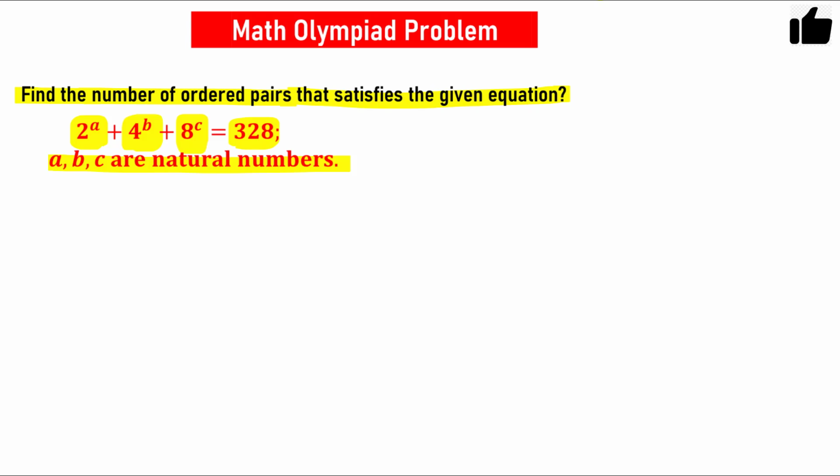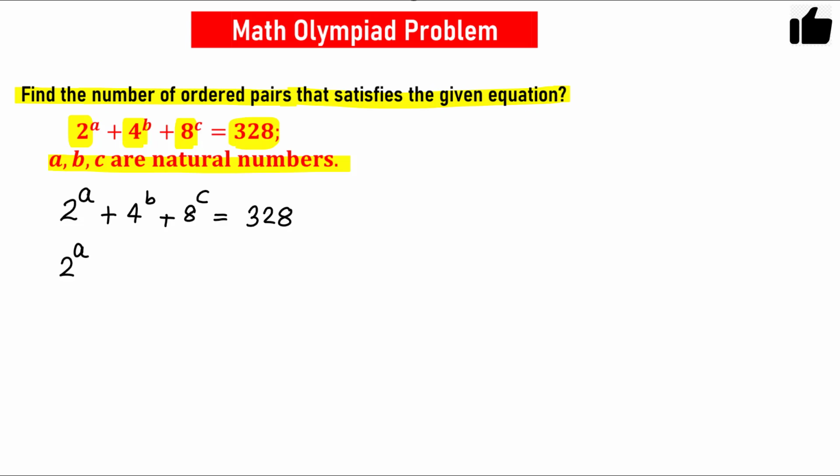So how will you solve this problem? Generally these kinds of problems are solved by factorization. But before doing factorization, you see in this case the left hand side has 2 raised to the power something, 4 raised to the power something, 8 raised to the power something. We can convert each term to 2 raised to some power. So let us first simplify the left hand side: 2 raised to the power a plus 4 raised to the power b plus 8 raised to the power c equals 328.